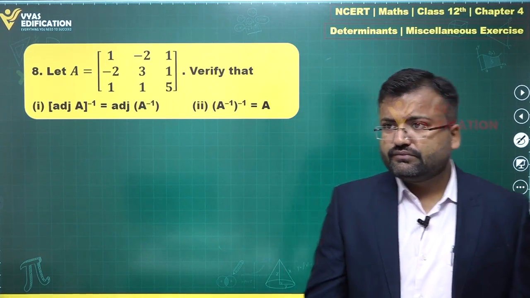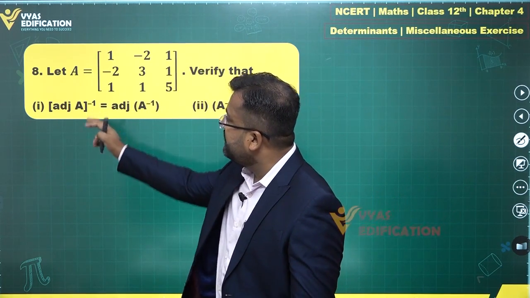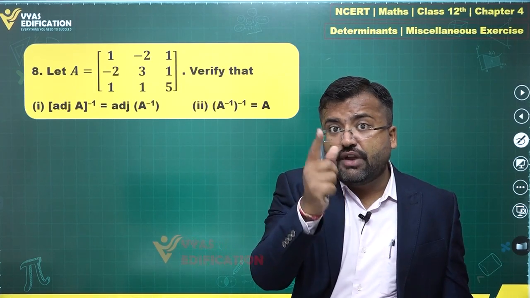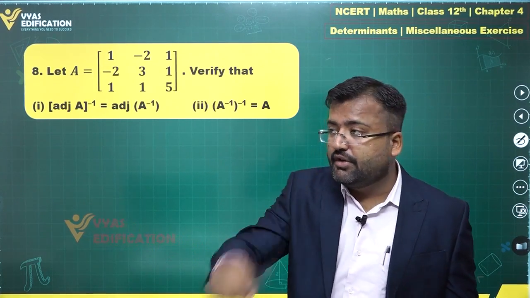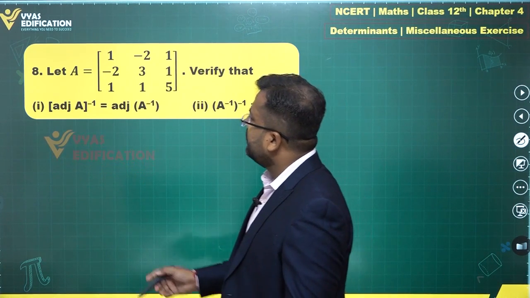We'll verify this. Now, is there any common link? Yes, we'll need A inverse, right? For finding A inverse, we'll also need adjoint of A, which will be useful over here. So let's focus on finding adjoint of A, but before that, let's check determinant of A. Okay, how do we check determinant of A? Determinant of A is not very difficult.